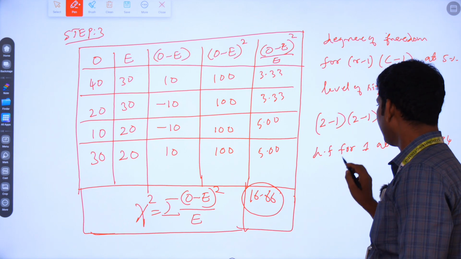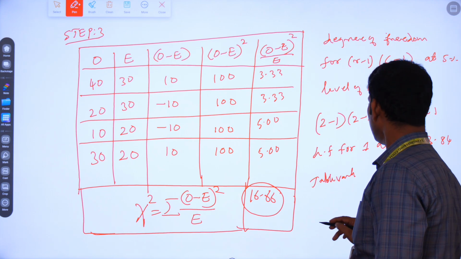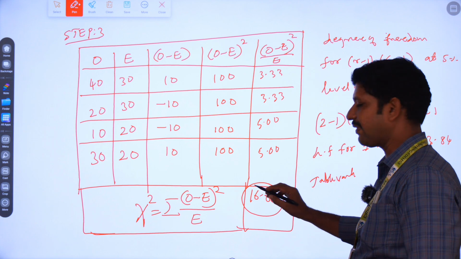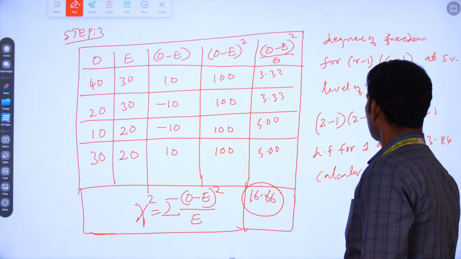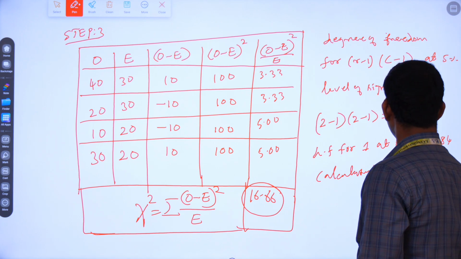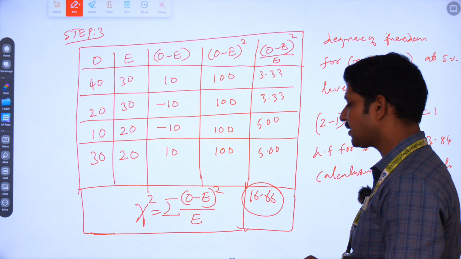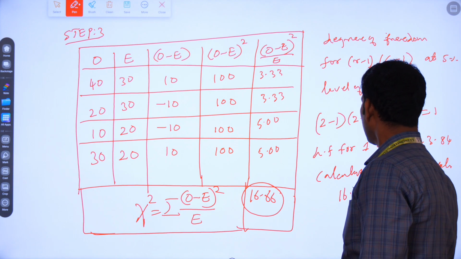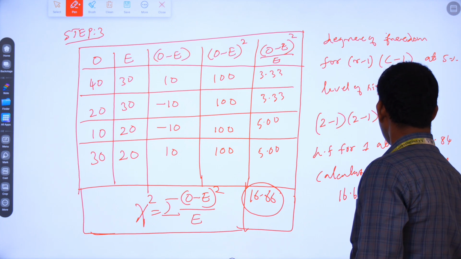So clearly the table value is lesser than the calculated value. Otherwise we could say the calculated value is greater than the table value. Therefore H0 will be rejected, because the calculated value is 16.66 and the table value is 3.84.